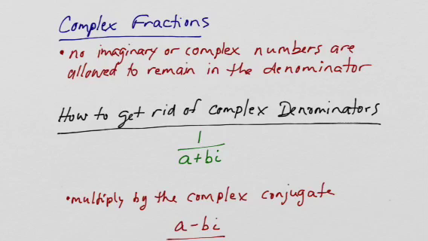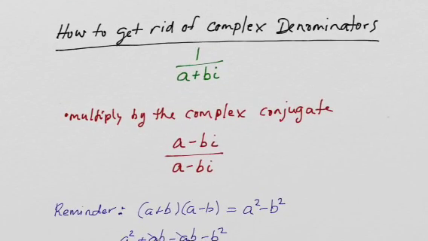All right, so what makes it complex, or what are the rules for these? First off, we are not allowed to have imaginary or complex numbers in the denominator. That is just not allowed. So we're going to figure out how to get rid of them if we have one. Here in green you can see an example: 1 over a plus bi, just a generic complex denominator.